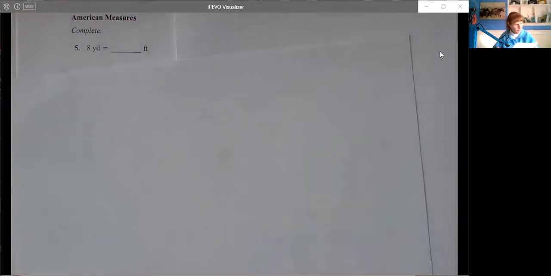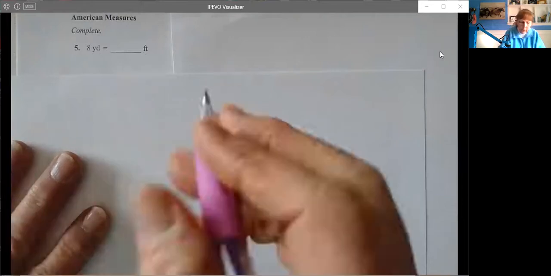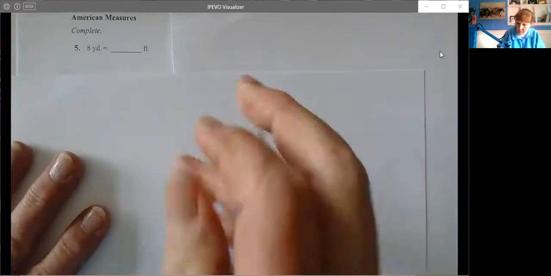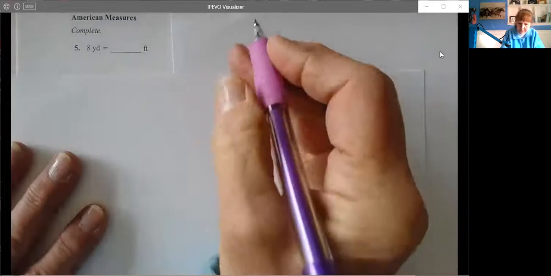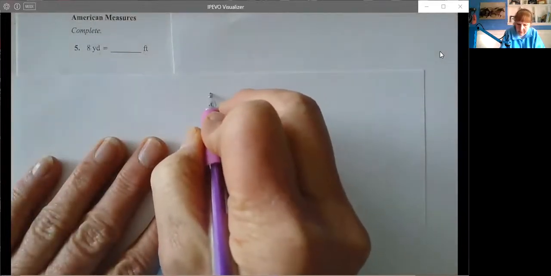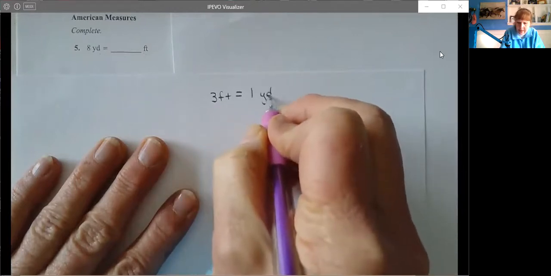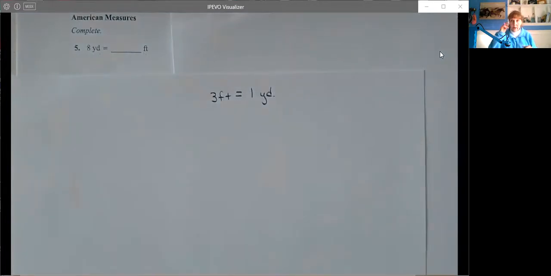The first one we're going to look at is we're going to convert 8 yards to how many feet using this idea of dimensional analysis. Well, first off, you need to know a conversion. We have 3 feet in 1 yard. And some of these I'm going to give to you as a worksheet. I'm going to put that on your Canvas that you can run off.